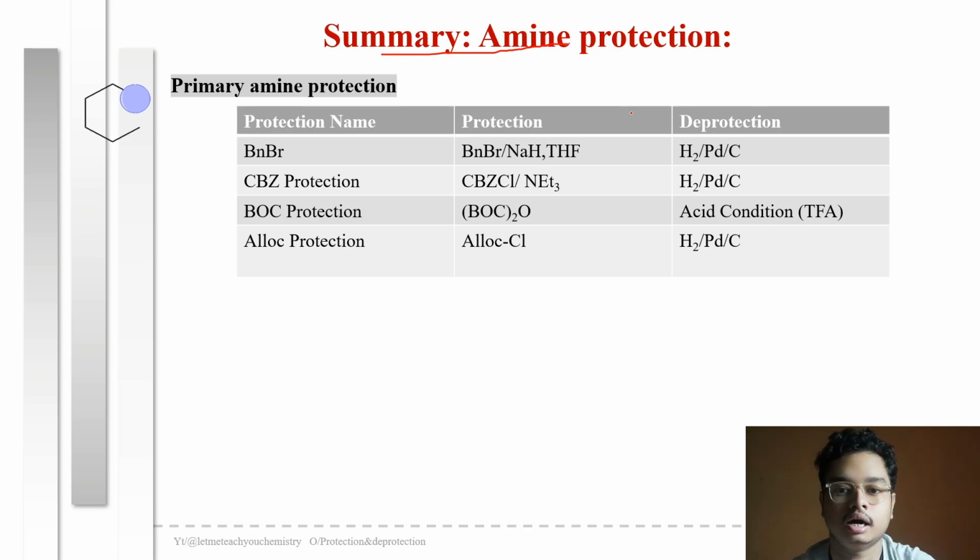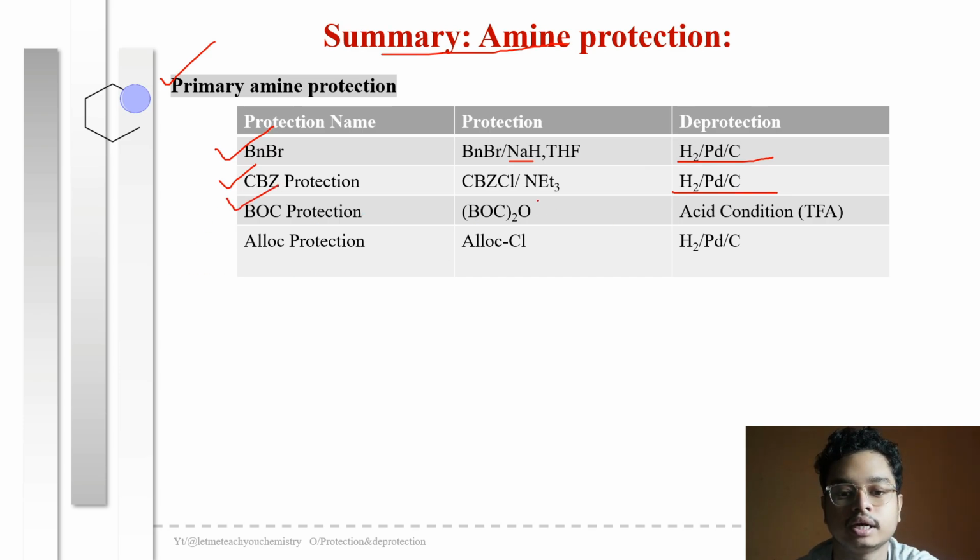Okay, so let us do a quick summary of the amine protection. If you can't remember everything from before, just remember this slide; this will be enough for your examination purposes. First we talk about primary amine protection. If you have a primary amine, how can we protect it? First you can take BnBr. The protection strategy is BnBr in the presence of base to get the protected form, and for deprotection we use hydrogen, palladium on charcoal. Similarly, for Cbz you can use Cbz-Cl plus triethylamine for protection, and for deprotection you can use hydrogen, palladium on carbon.